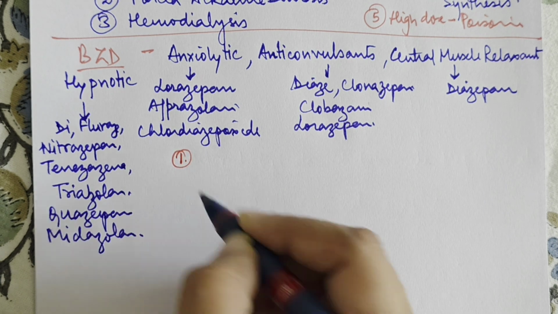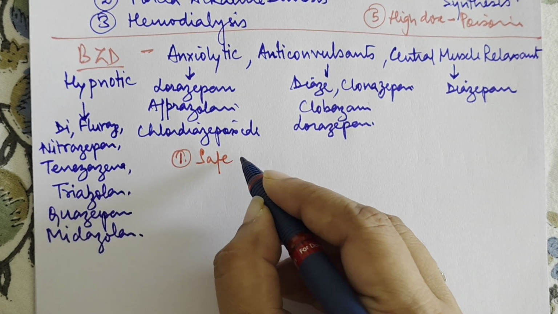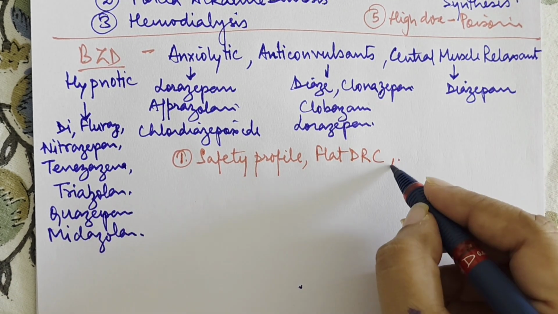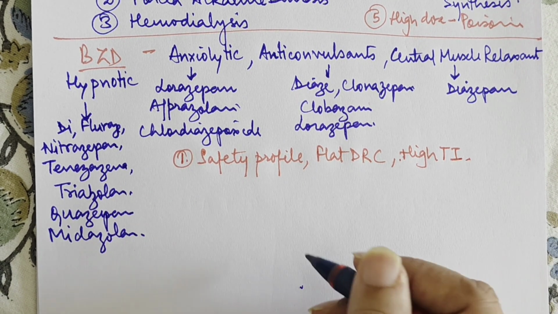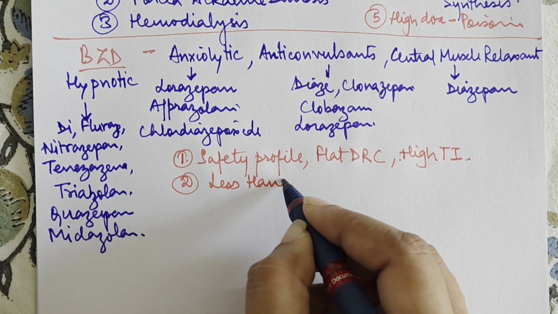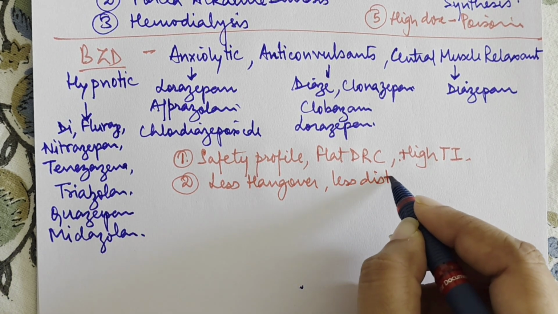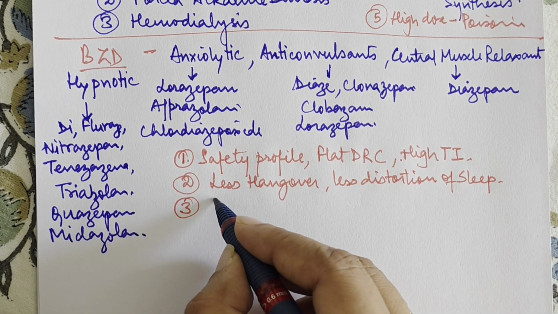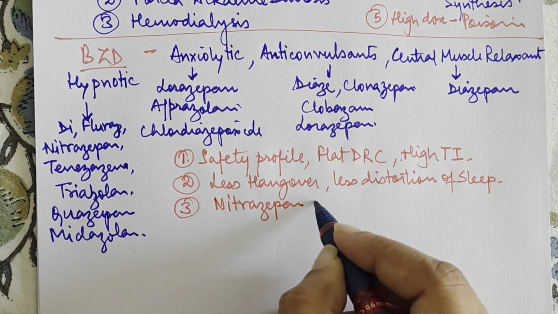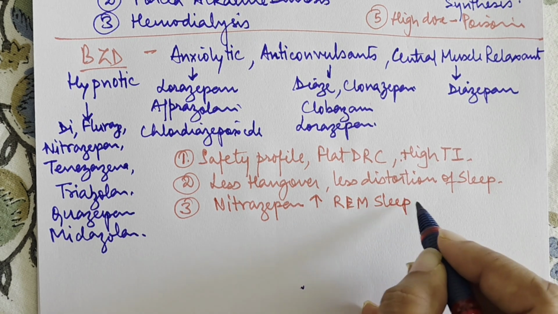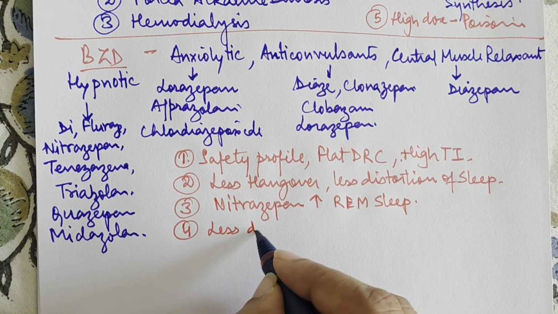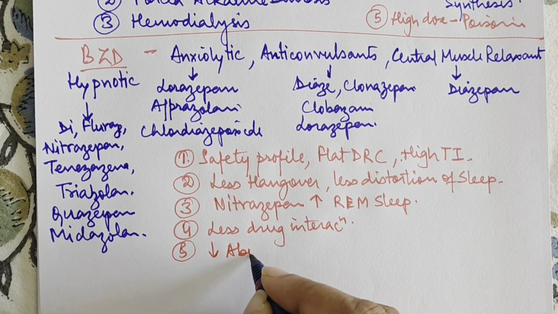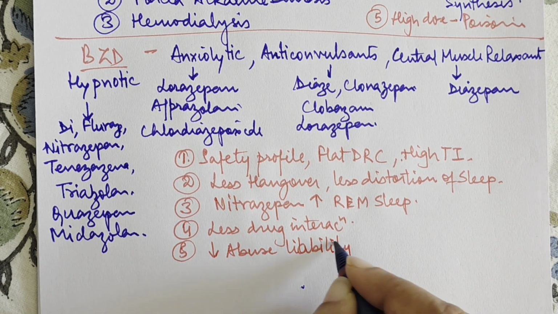Now benzodiazepines are preferred over barbiturates. Why? First of all, their safety profile is good, and they have a flat DRC and a high therapeutic index. Second, they cause less hangover and less distortion of sleep architecture, and that is why they are more beneficial in insomnia. In fact, nitrazepam increases the REM sleep. REM sleep is the dream sleep. Then they have very little drug interactions, less abuse liability, and they do not cause dependence.